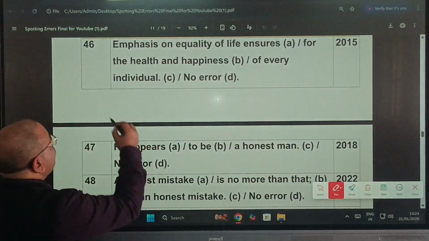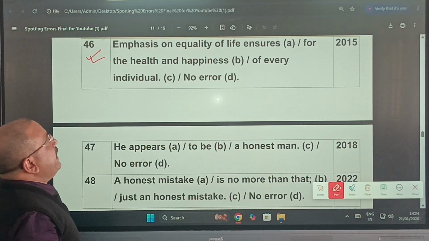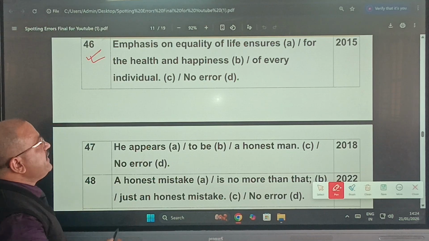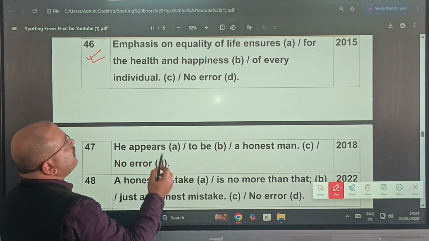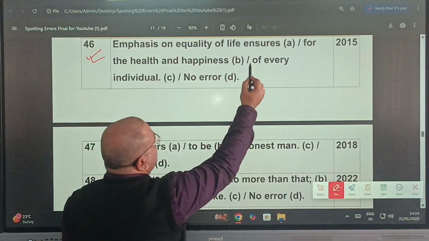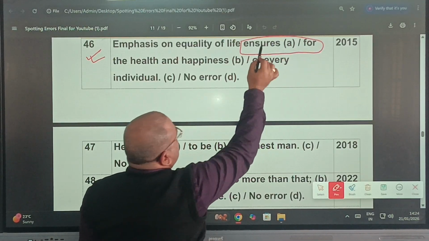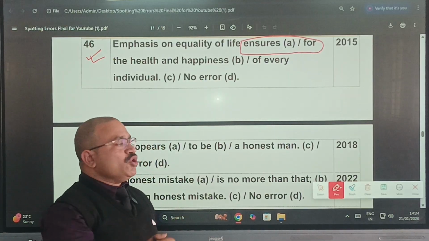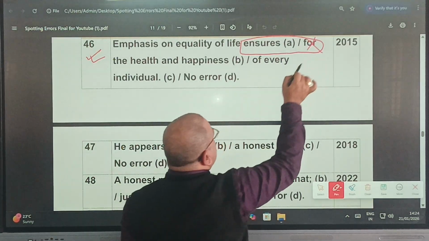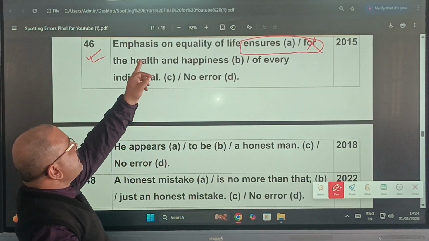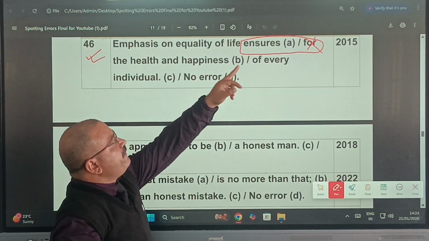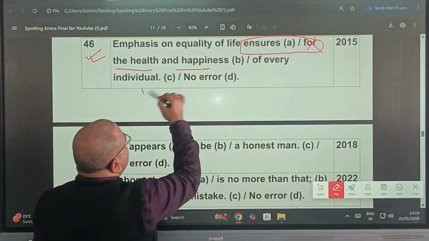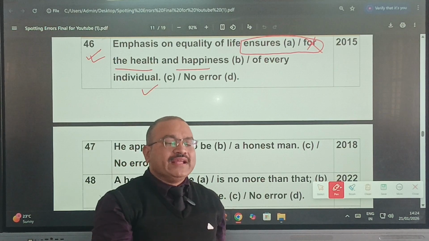Now friends, next we have question number 46. Emphasis on equality of life ensures for the health and happiness of every individual. Ensure is a direct transitive verb. So ensure will not take the preposition for. So what will be the right sentence? Emphasis on equality of life ensures what? Direct object, the health and happiness of every individual. Ensure for is wrong.